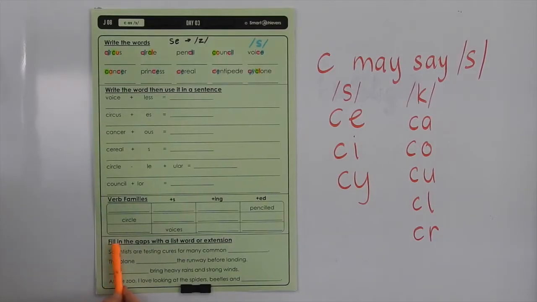Now down the bottom it says fill in the gaps with a list word or extension. Scientists are testing cures for many common cancers, and you can work out the missing word there. You can do the rest of those on your own.